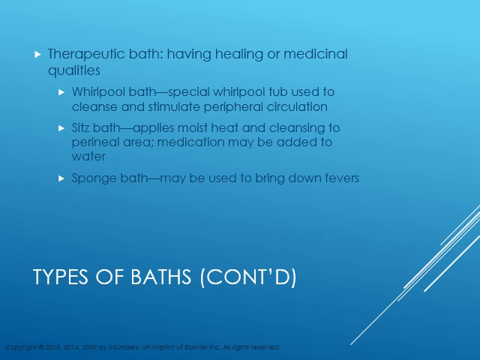Another type of bath is known as the sitz bath. This type of bath is usually common and used for patients after vaginal birth deliveries or rectal surgery. Sitz baths promote healing and relieve pain and discomfort. There are also certain types of sponge baths. For instance, a cooling sponge bath is used to help bring down fevers.